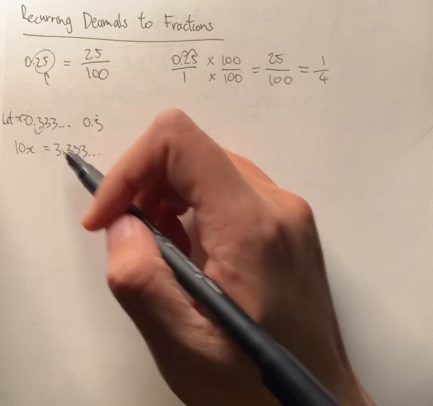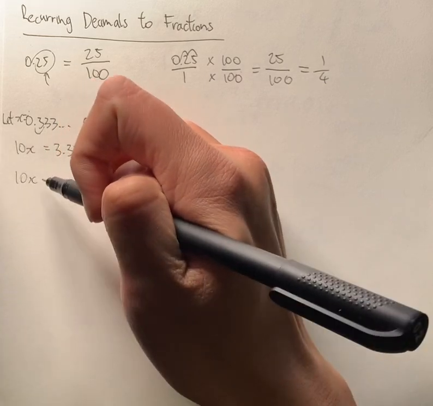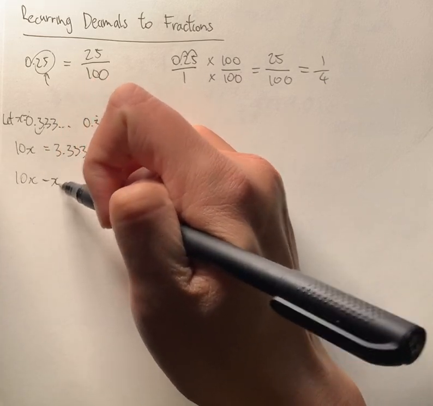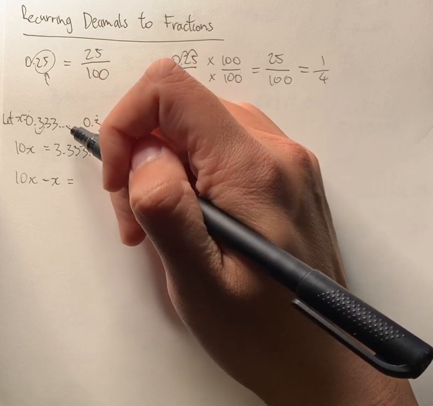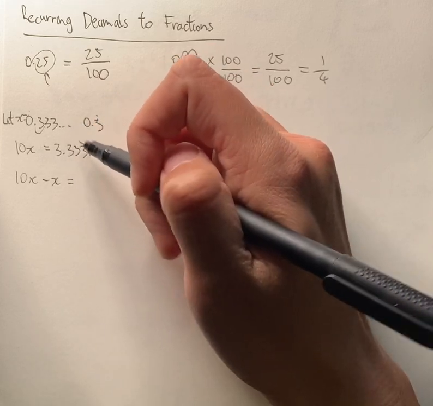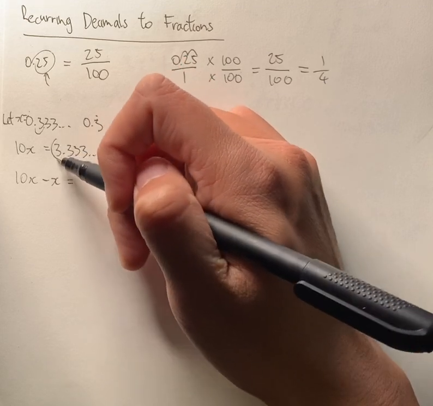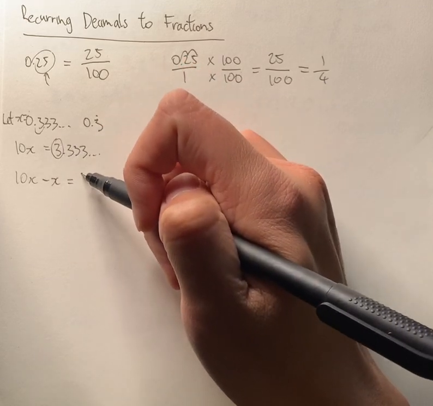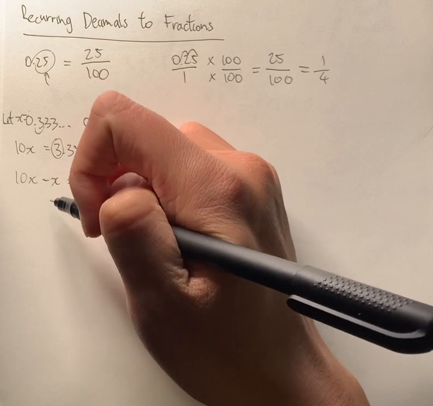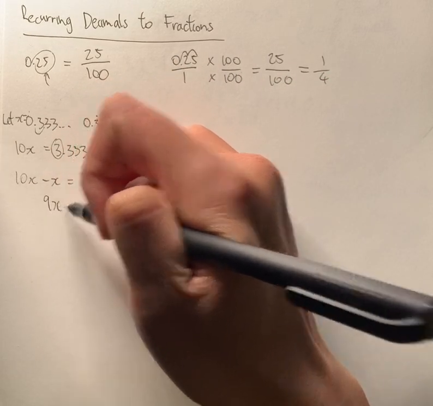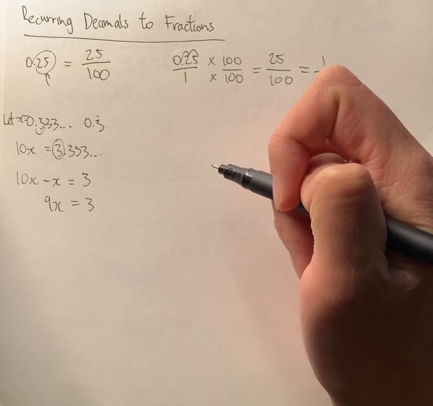So in this case, we could actually do an interesting thing here. We'll take 10x, and we'll subtract the other x from it. Well, here we have 3.333 recurring minus the 0.333 recurring, which means that the 333 recurring will cancel out, and the only thing that I'll have left is this number 3 over here. So here, I'm going to get 3, and that's it. 10x minus 1x is just 10 lots of x minus 1 lot of x, which is 9x. So this means 9x is equal to 3.